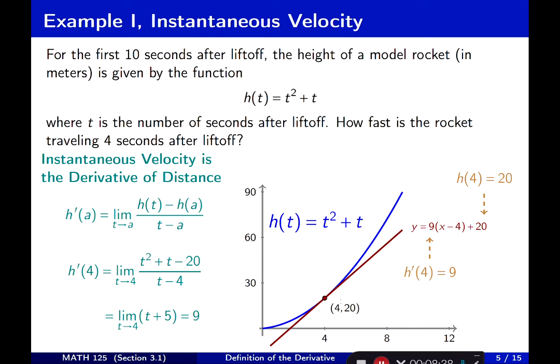It means that the graph of h of t equal to t squared plus t has a tangent line with a slope of 9 at point 4, and what was h of 4? It was 20. And so I can write the tangent line: 9 is the slope coming from the derivative, times x minus 4, where 4 is the x value of the point, plus 20, where 20 is the y value of the point. That's the slope-intercept form.